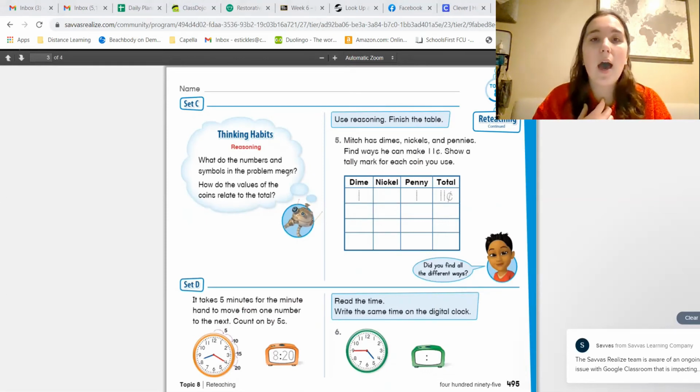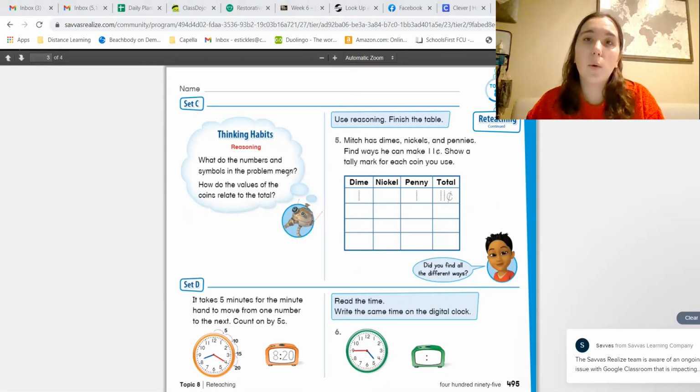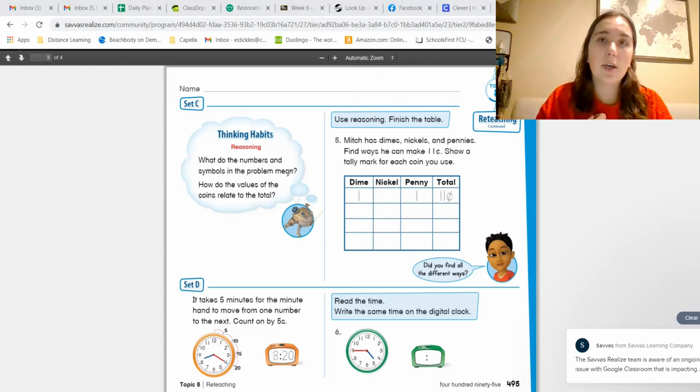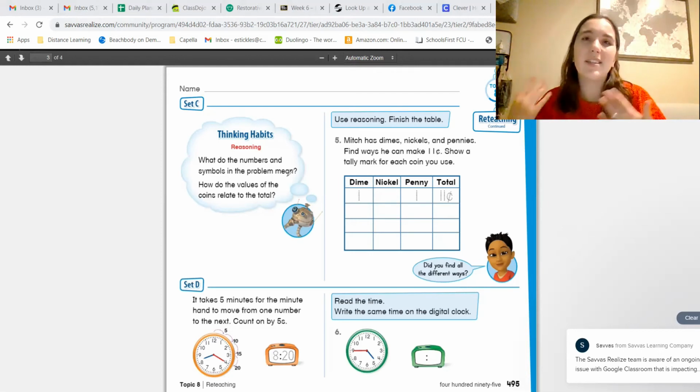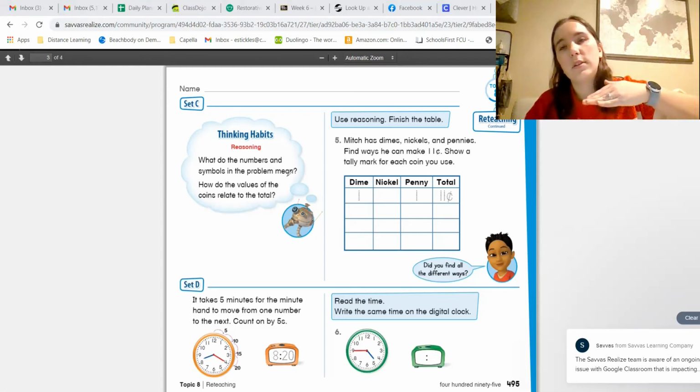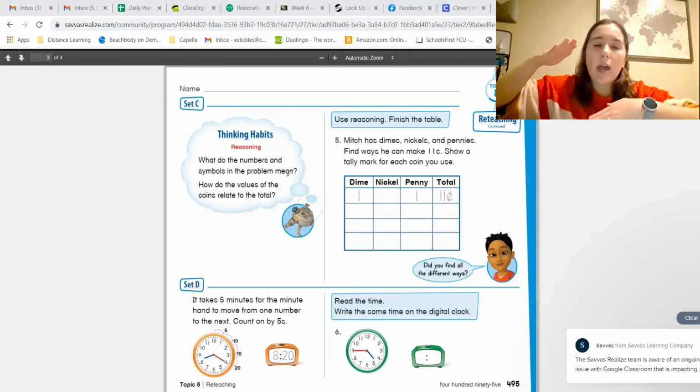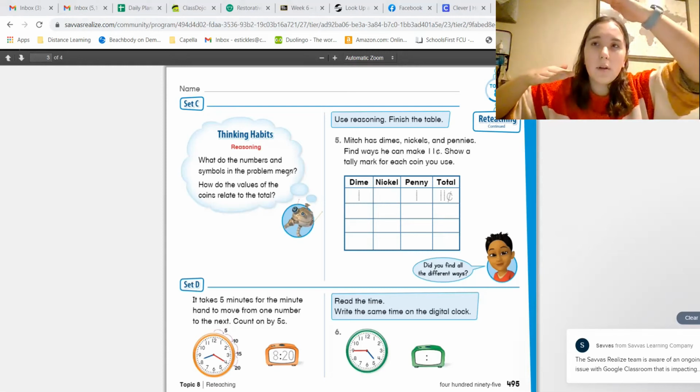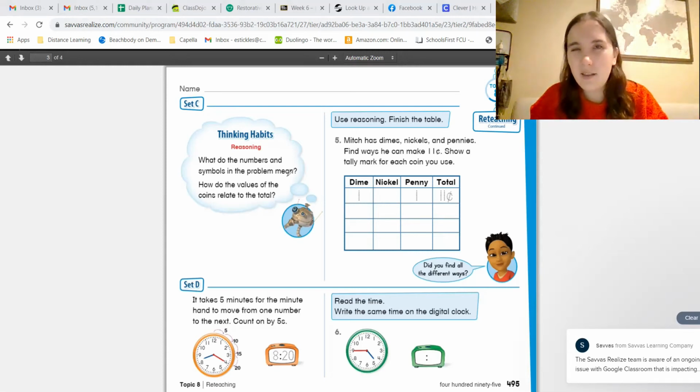Things like that. How do the values of the coins relate to the total? That's an important question to ask yourself when you're thinking, is my answer correct? Does it make sense? If somebody has $30 and they need $50 to buy a book, and you think that they need $400 more, does that make sense? No. And that's why you have to ask yourself those questions.